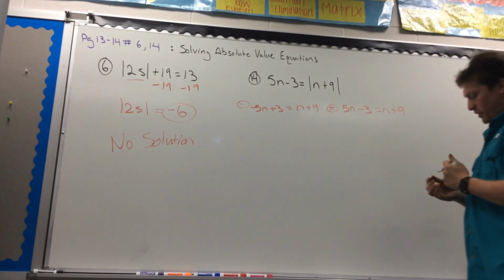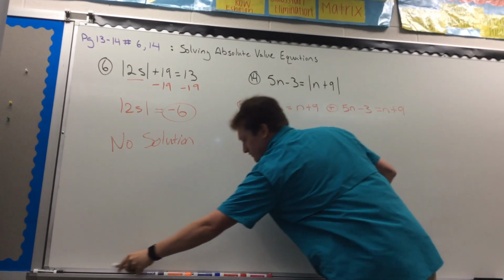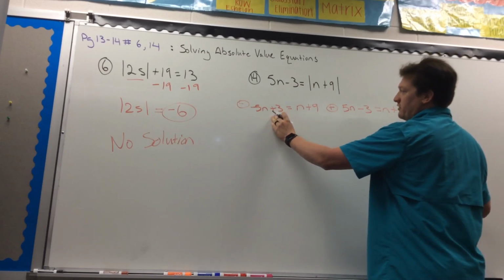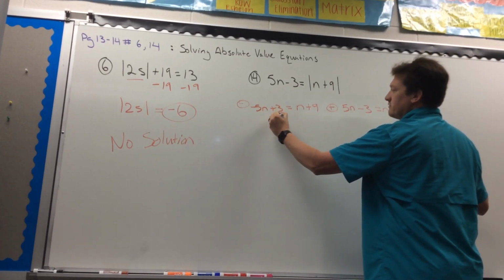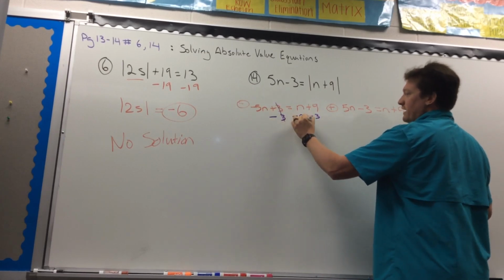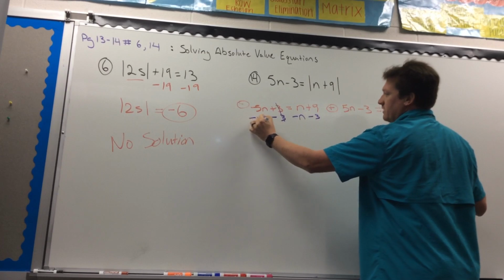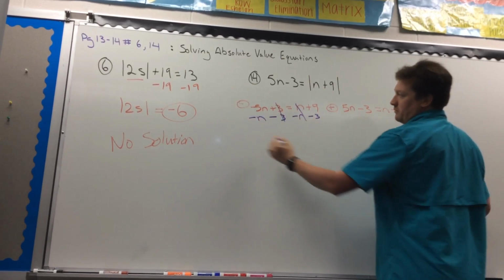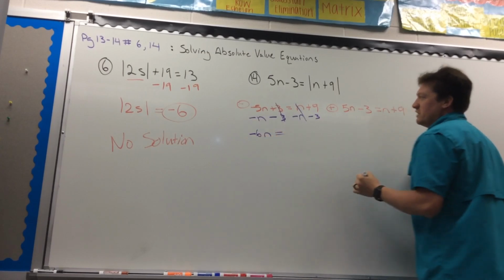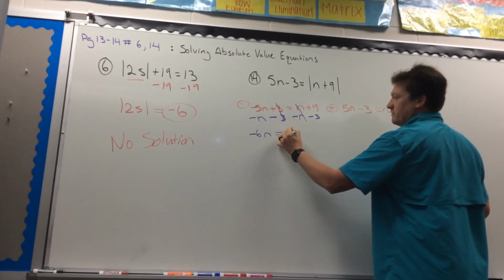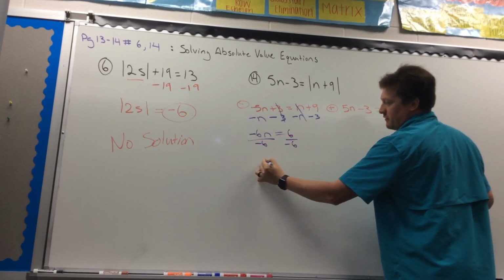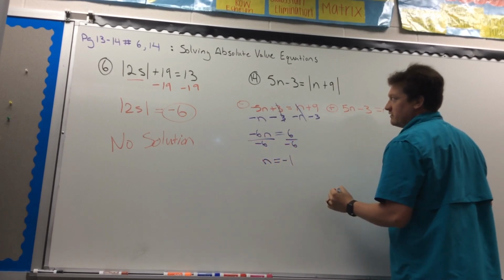We're going to go ahead and solve both equations by adding 3 on this side. It cancels here. Subtracting n on the opposite side, it cancels here. So I'm left with negative 6n is equal to 6. I'm going to divide by negative 6, and I'm left with n equals negative 1.